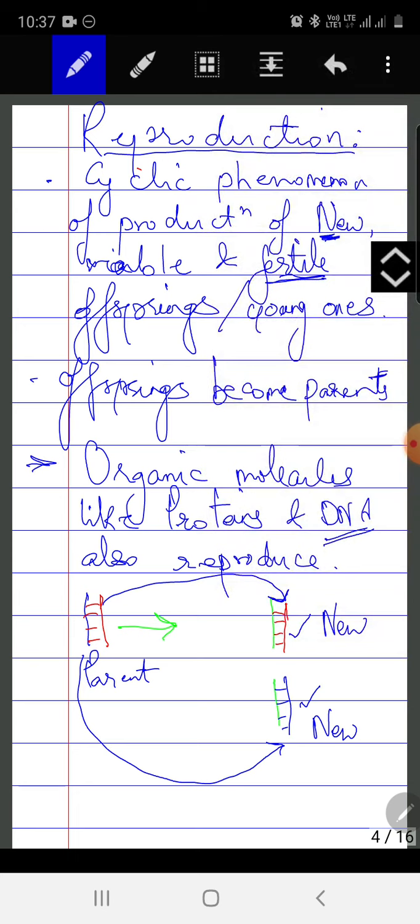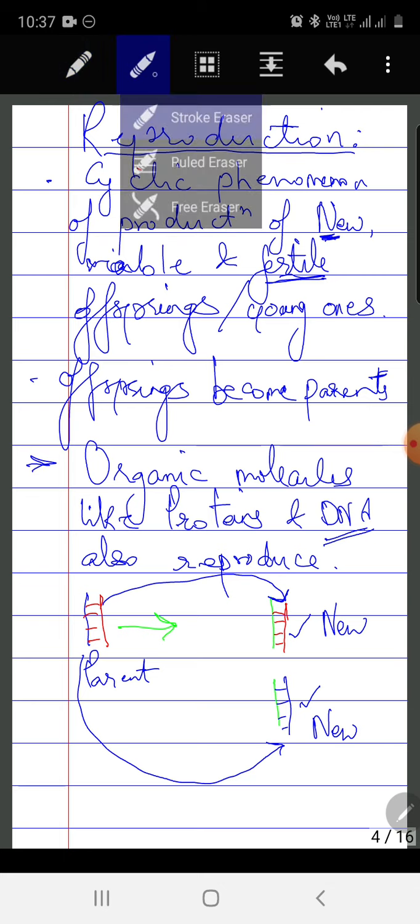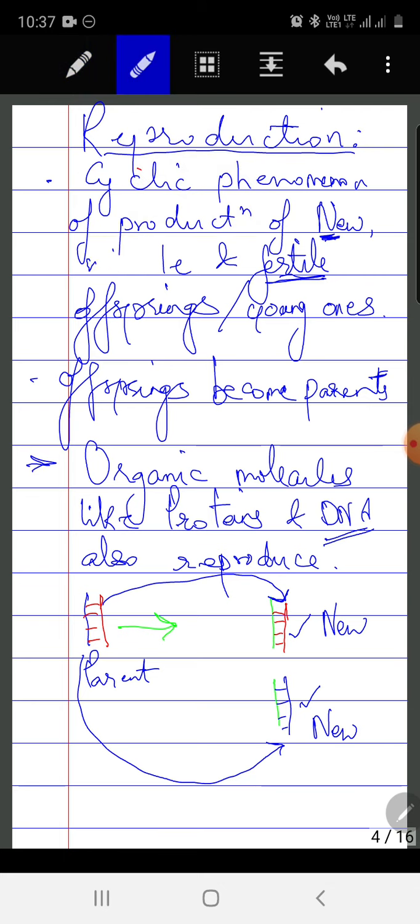So reproduction is a cyclic phenomenon of production of new viable and fertile offsprings. Let me just write it once again: phenomenon of production of new viable and fertile offsprings, or the young ones. When the offspring become parents, we call this phenomenon reproduction. And reproduction is not just a property of living things.